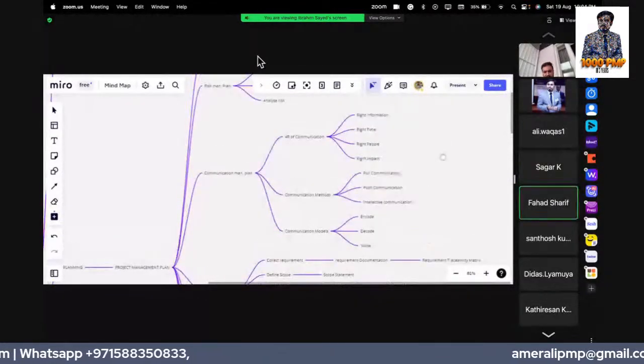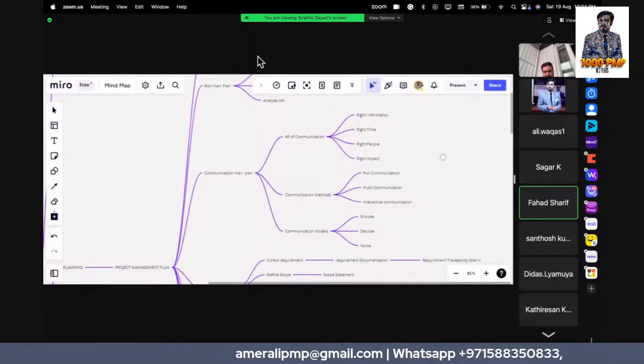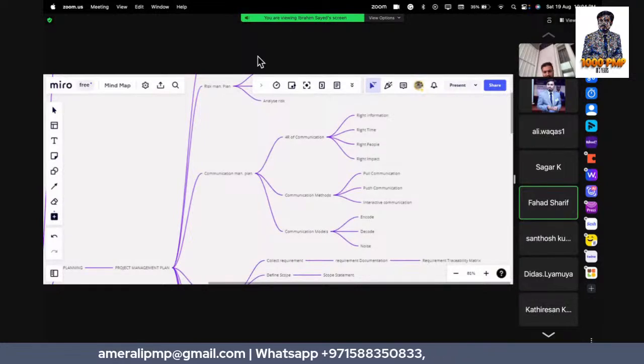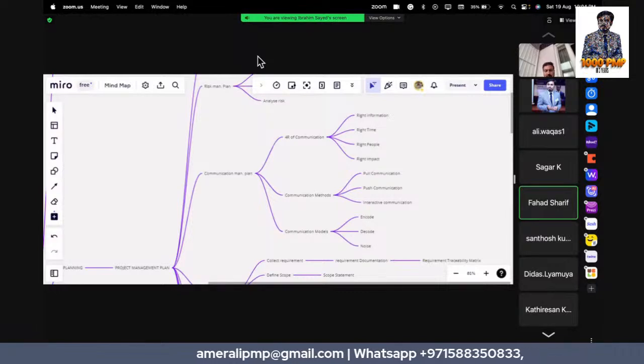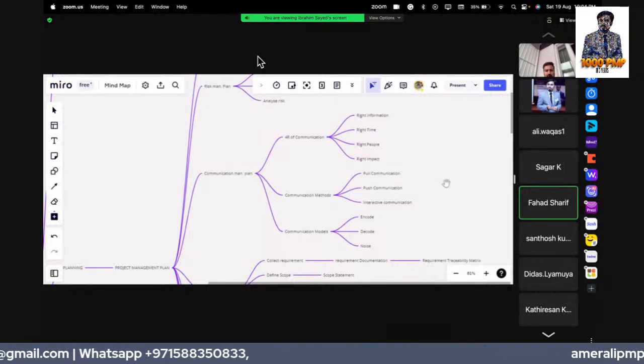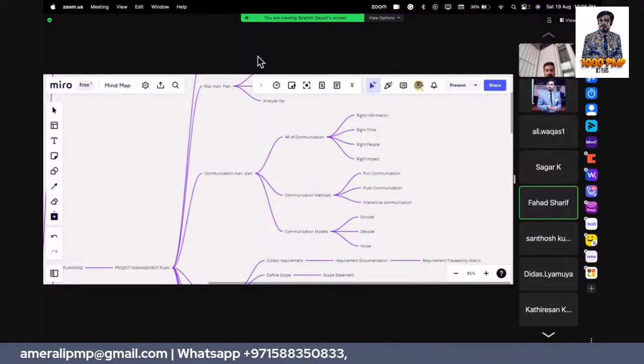So in the communication management plan, we identify how important information will be communicated to the stakeholders throughout the project, and it also determines how they will be receiving that communication. The first things are the 4 R's of communication: the right information to be passed on at the right time to the right people, which has the right impact. And we have the communication models, for instance, pull communication, push communication, interactive communication.